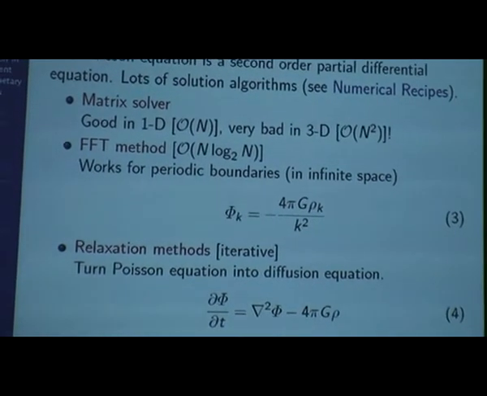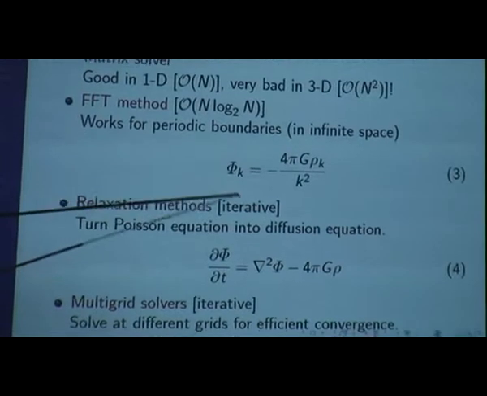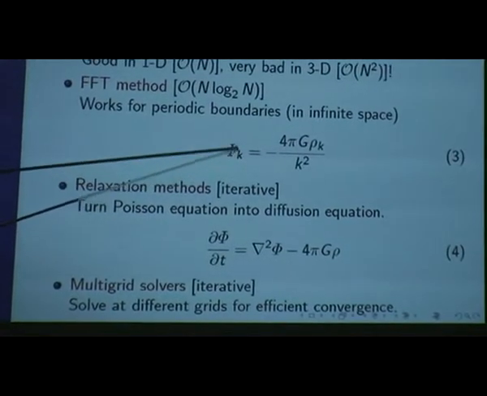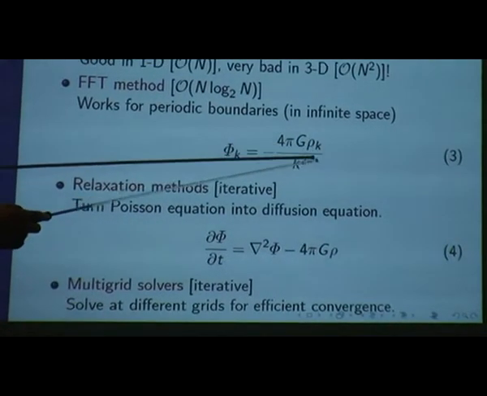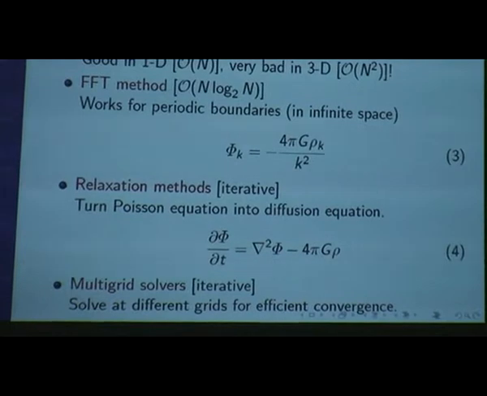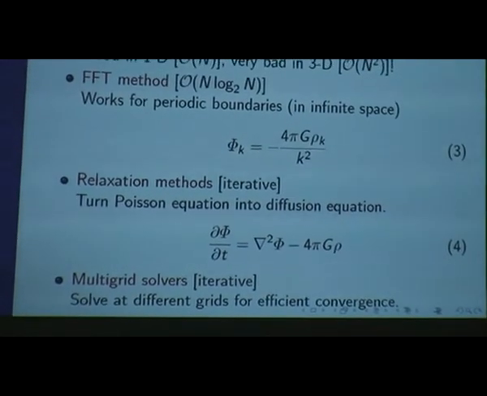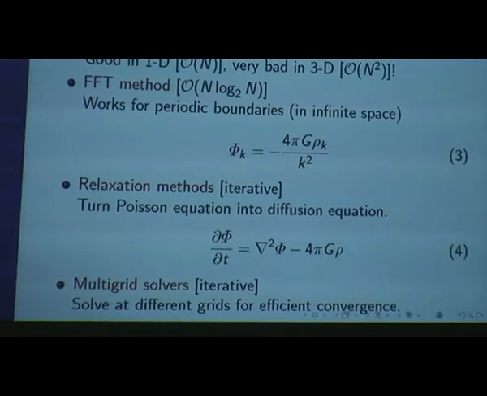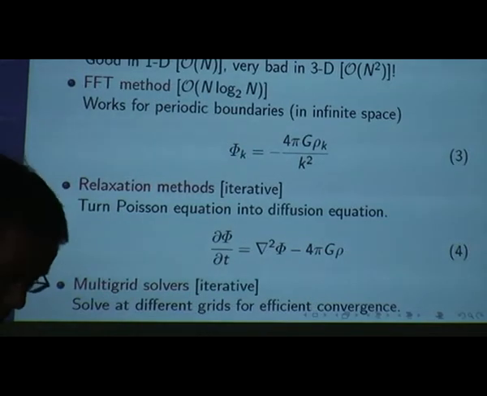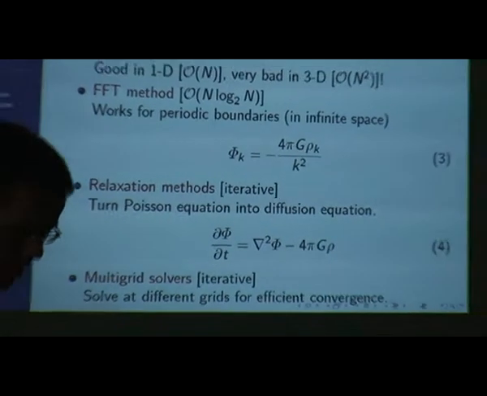Then there's the FFT method, where you go into Fourier space and you solve the Poisson equation like this. You solve for the potential at scale k as a function of the density at scale k. And this is nice because it's almost linear with the number of grid points. So this works, of course, well for periodic boundaries and in infinite space. Then there are also some relaxation methods where you turn the Poisson equation into a diffusion equation, and there are some multi-grid solvers where you try to get faster convergence. So there are a lot of possible ways to solve the Poisson equation.